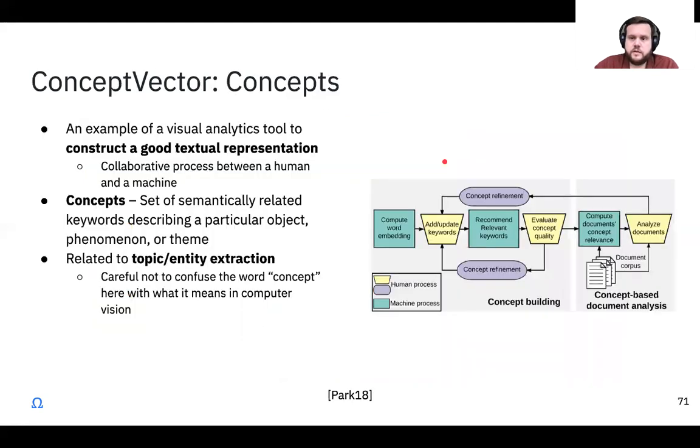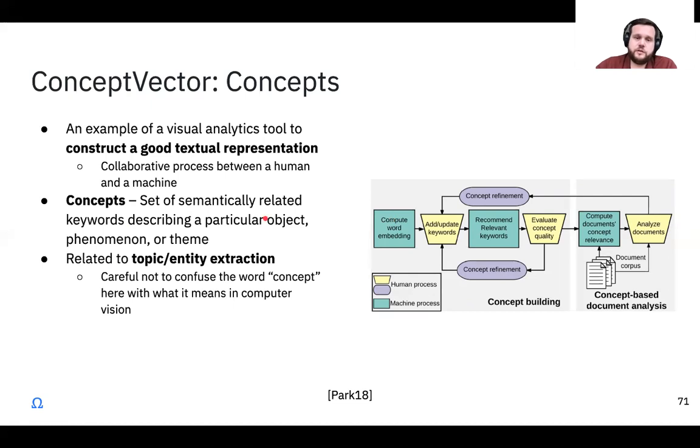So the final approach I would like to discuss today is called Concept Vector from 2018, and this is an example of a visual analytics tool to construct a good textual representation. So we have talked about text representation being generally extracted by automatic tools, which is the state of the art in many disciplines, including information retrieval. But there might be a case for a collaborative process between a human and a machine, and this is exactly the domain of visual analytics, right?